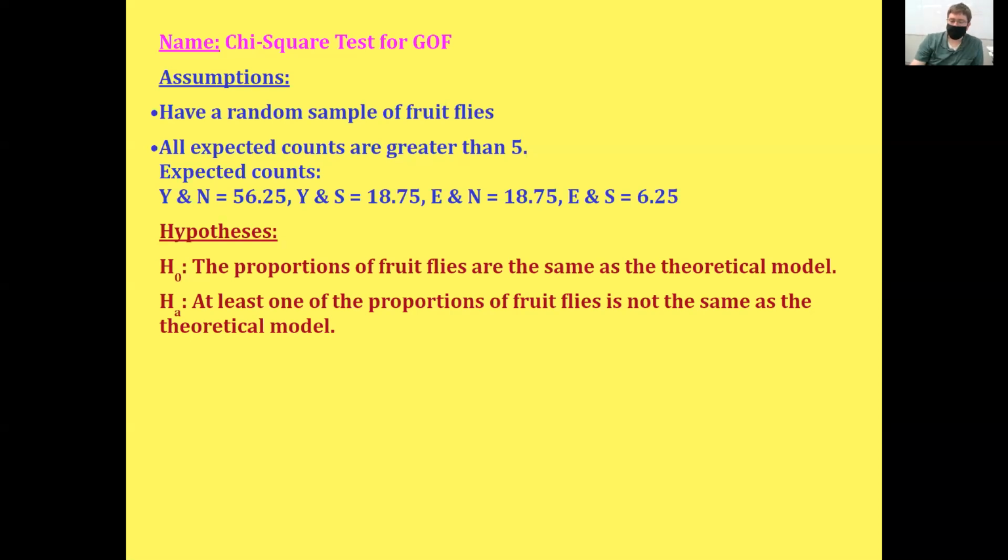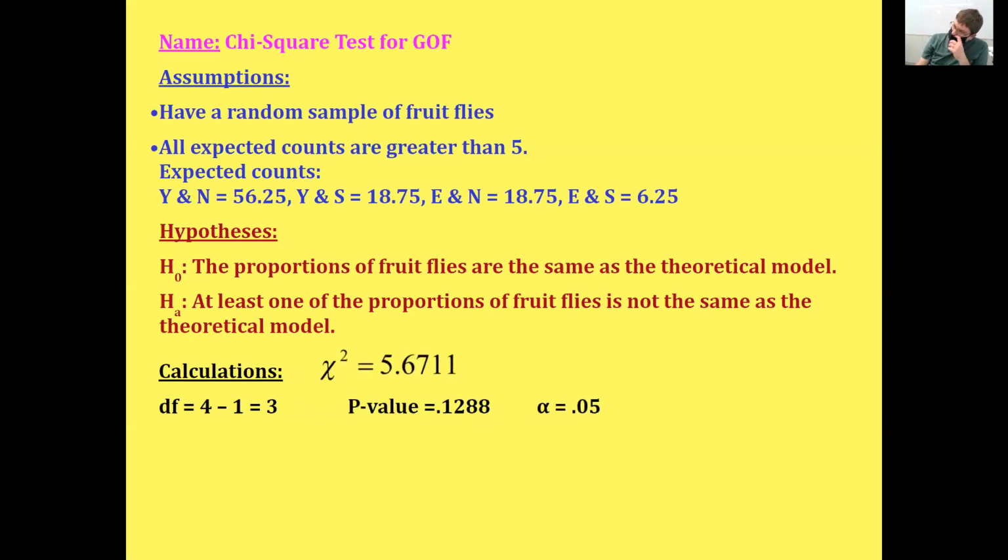All right, here are our answers. Compare and see what you got. The chi-squared value is 5.6711 with 3 degrees of freedom, a p-value of 0.1288, and an alpha of 0.05. Did anybody get anything different, or get confused, or need help with their answers? Okay.